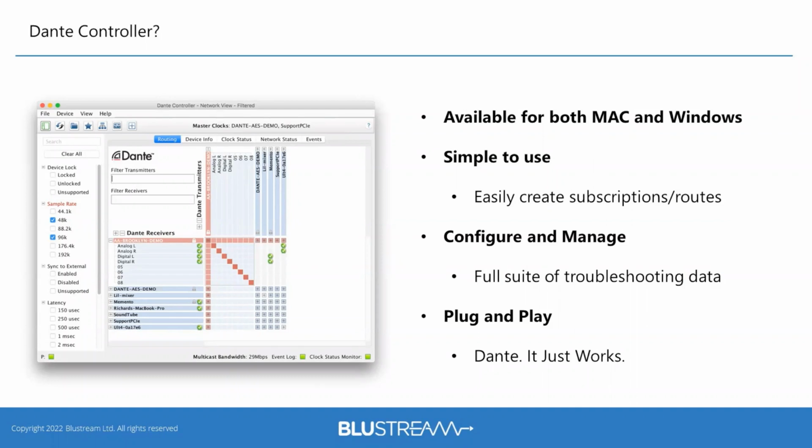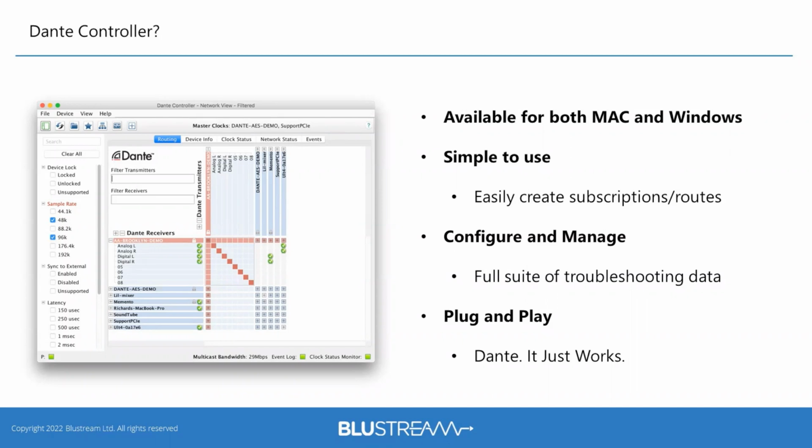It's that simple. In fact, this grid style of matrixing is the same style that Blustream employs across our video matrix products because it makes selection easy and uncomplicated. When you click on an intersection, you'll create what Dante refers to as a subscription. And indeed, that's essentially what you're doing, subscribing a receiver to an audio source to have audio sent to it. There's contextual information that shows you where everything is working.